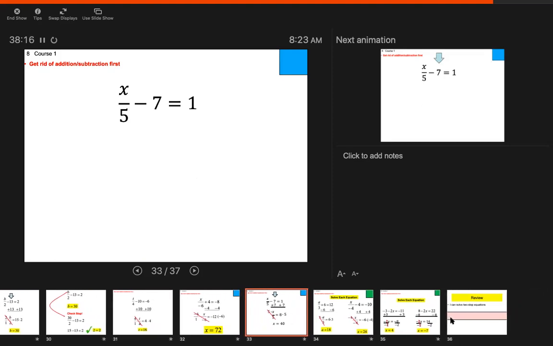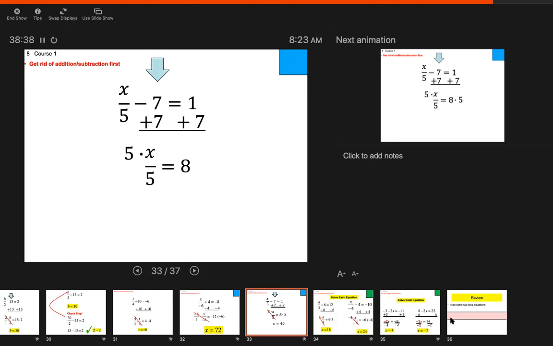Last time, what are we getting rid of first? 5 versus -7. So what are we gonna do to both sides? Add 7 to both sides. 1 + 7. 8. How do we get rid of the 5? Times 5. Don't put the 5 next to the 5. That's really multiplying by 1/5. You put the 5 next to the x.